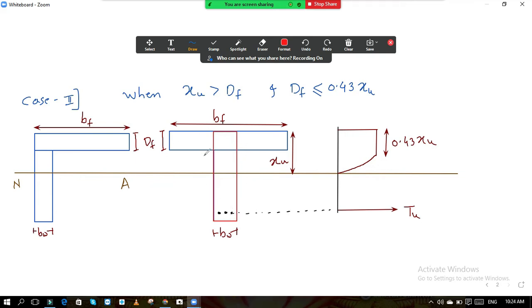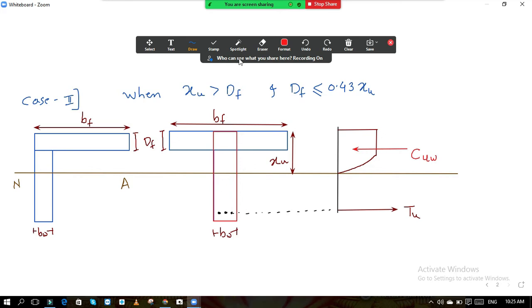Okay, so now this will resist your compressive forces. Now for this section, if I show the compressive force, then this compressive force is like this. Okay, and now we will call this CUW, compressive force in web.